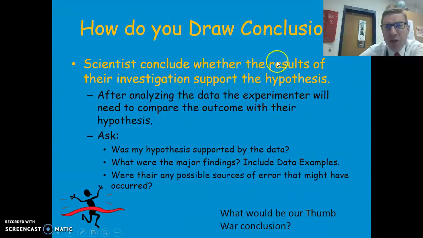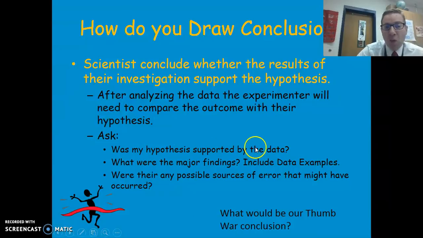How do we draw conclusions? This is our last part, and probably one of the most important parts. It's our answer to the question at the very beginning. Scientists conclude whether the results of their investigation support the hypothesis. So after you look at all the data, you're going to need to compare the outcome with your hypothesis. And there are three main questions I want everyone to answer when they write their conclusions on the thumb war lab or any other lab we might do.